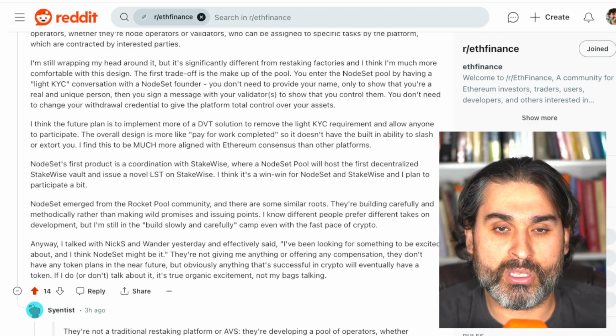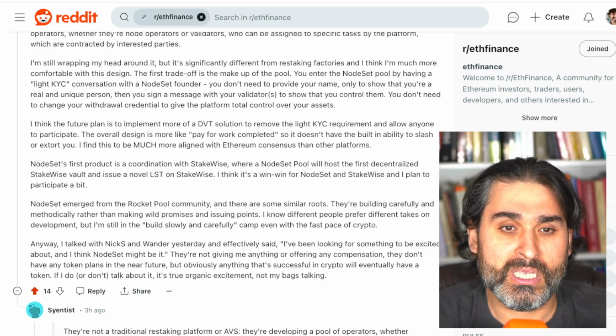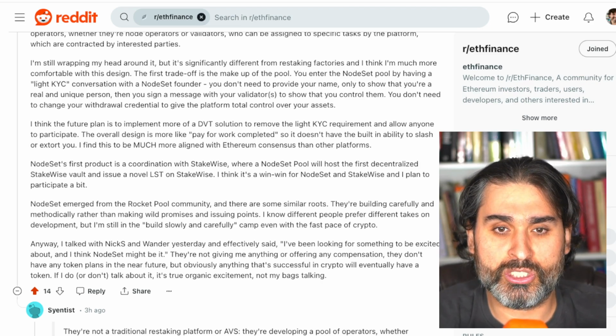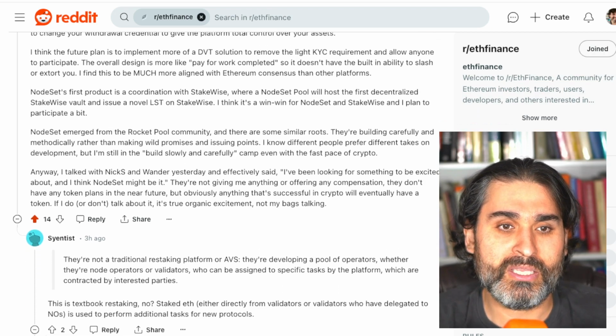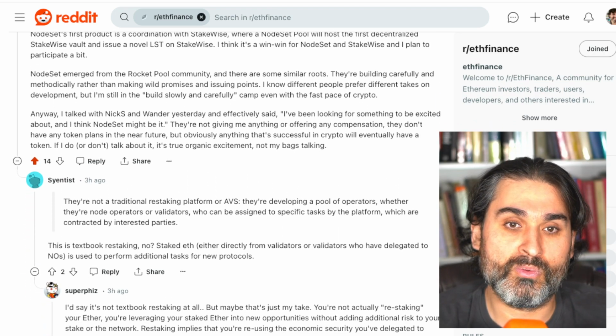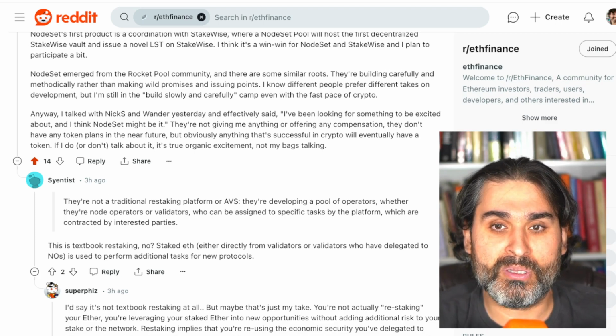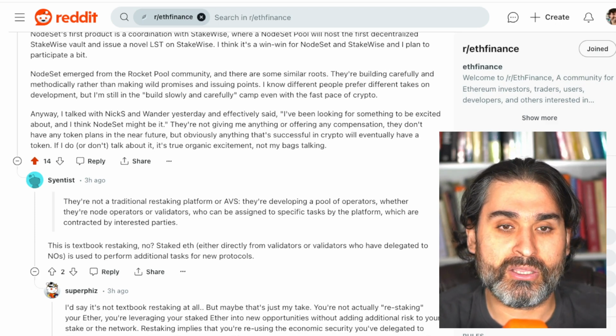NodeSet emerged from the Rocket Pool community. There are some similar roots. They're building carefully and methodically rather than making wild promises and issuing points. I know different people prefer different takes on development. I'm still in the build slowly and carefully camp, even with the fast pace of crypto. Anyway, I talked to Nodes with Nick S and Wonder yesterday and effectively said, I've been looking for something to get excited about, and I think NodeSet might be it.